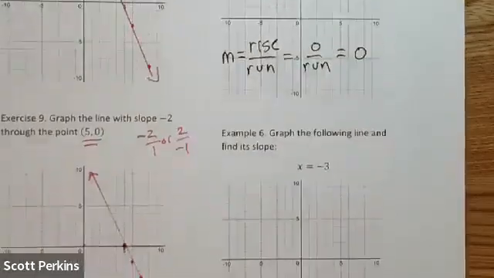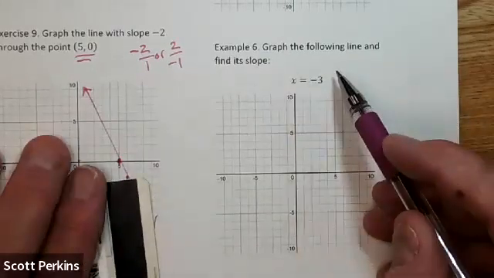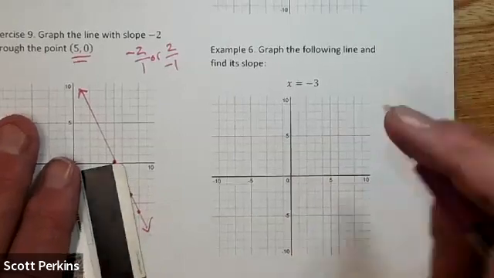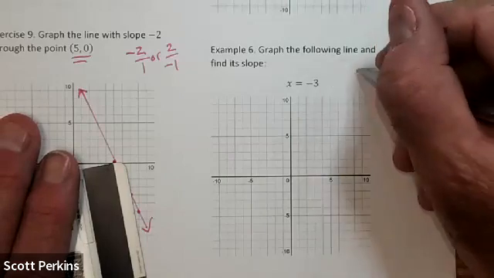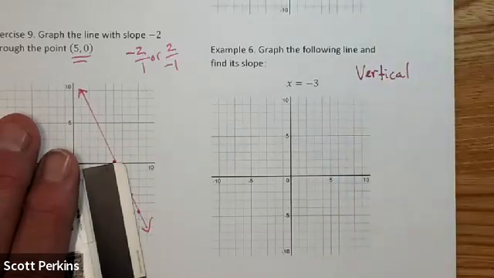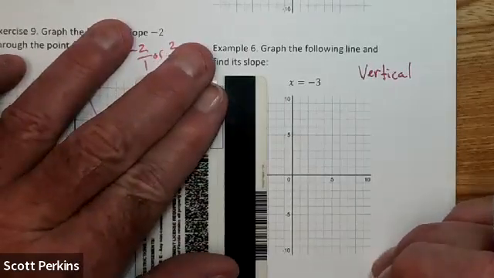All right, I'm going to slide up. Same thing. This time, though, I want to graph the line x equals -3. What kind of line is it when you have x equal to a number? It's vertical. It's always a vertical line. It's a vertical line at the x value -3, so I'm just going to go ahead and do that. So here it is.